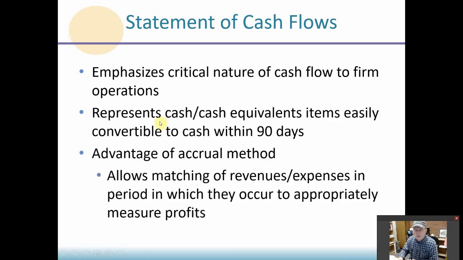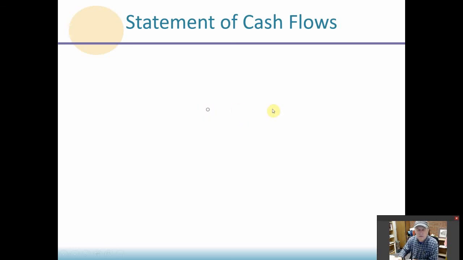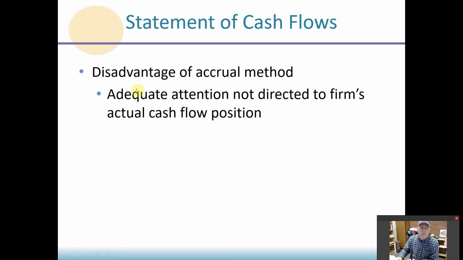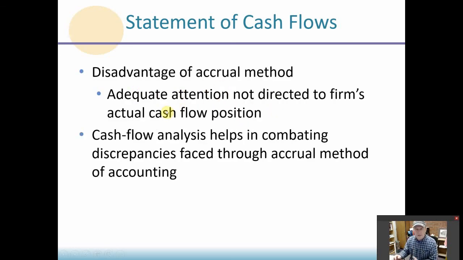Statement of cash flows. The statement of cash flows is really important because it gives you a better idea, especially maybe for those companies that do accrual type of accounting, and you actually see what the effect has on cash, because cash is king, right? You need cash to get things done. Disadvantage of an accrual method is sometimes it doesn't give you that idea.